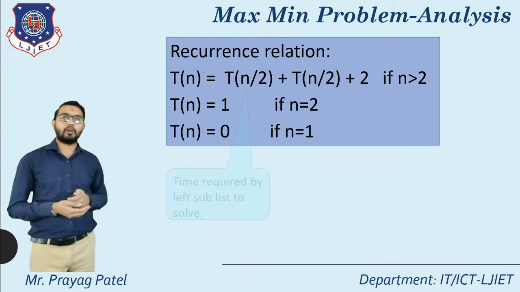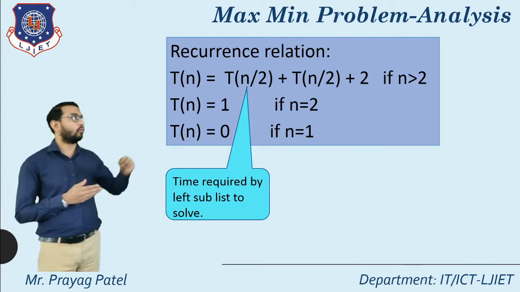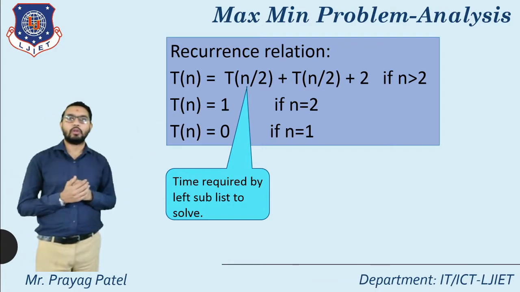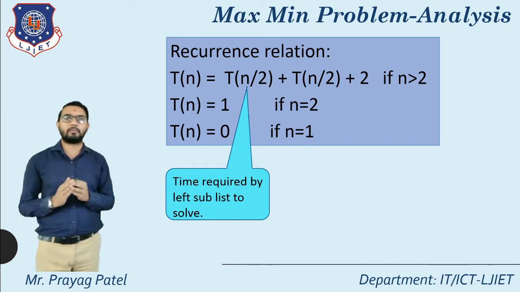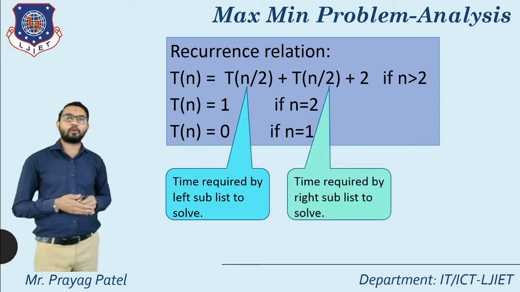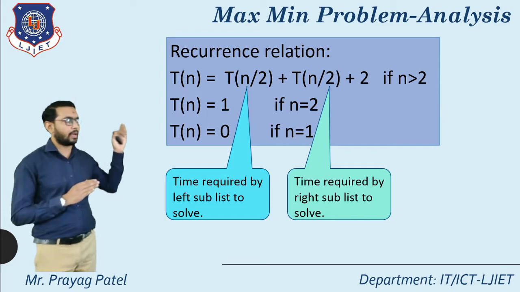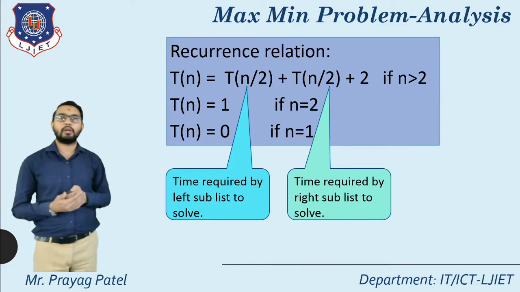Now first, T of n by 2 plus T of n by 2 plus 2. Why do we write T of n by 2? This is the time required by the left sublist to solve. Means for finding the minimum and maximum from the left sublist, the time required is T of n by 2. The second T of n by 2 means the time required by the right sublist to solve. Means finding the minimum and maximum value from the right sublist, the time required is T of n by 2.